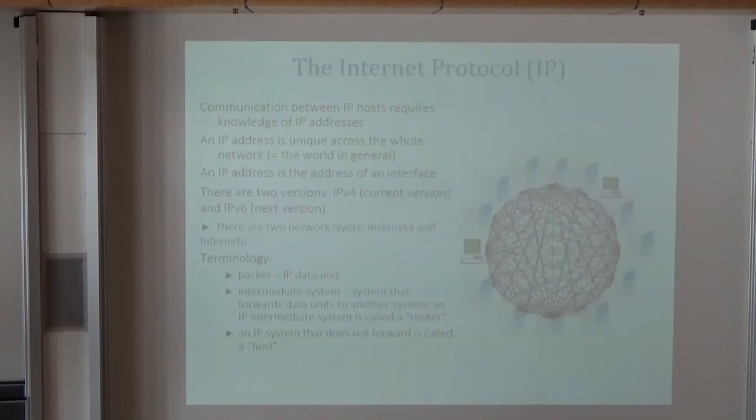A bit more of terminology. We've seen an IP data unit, protocol data unit is a packet. An intermediate system is called a router. So by definition, an intermediate system of any interaction is something that is in the middle. That means that it is not the source and not the destination. An IP system that is not an intermediate system is called a host. Routers in the very early days of the internet were called gateways. That's another term that was used for intermediate system.